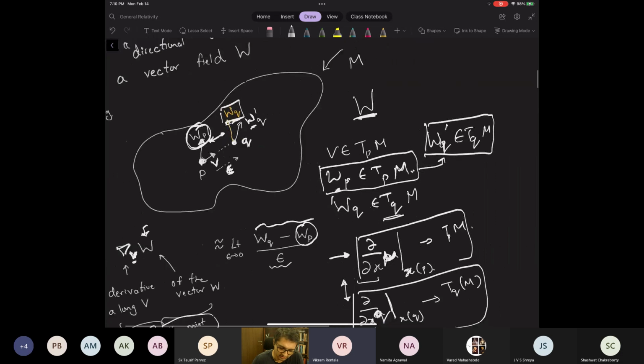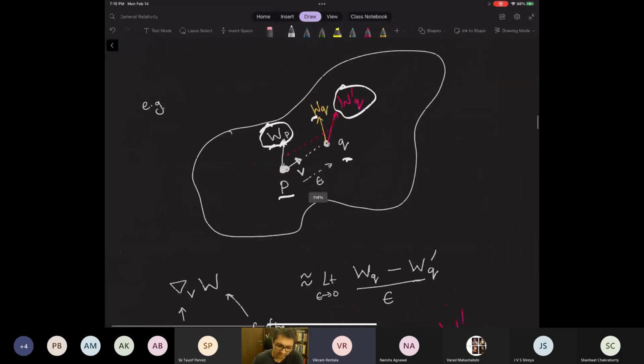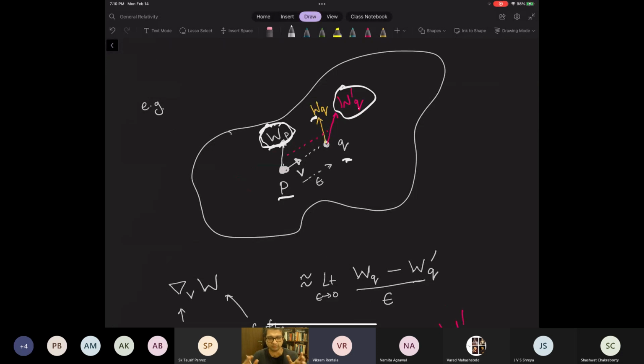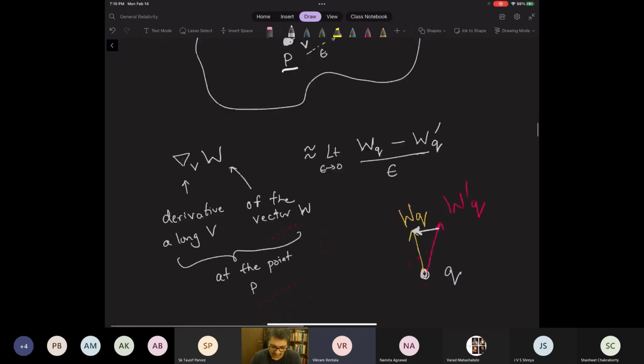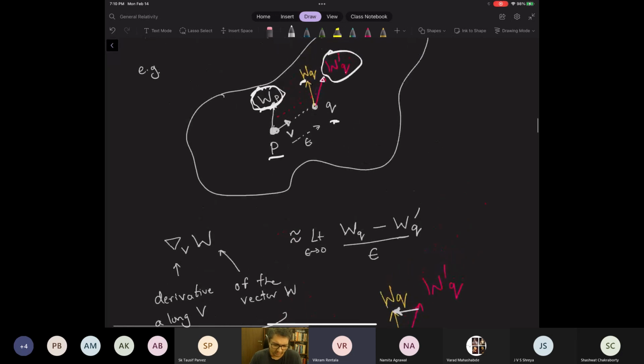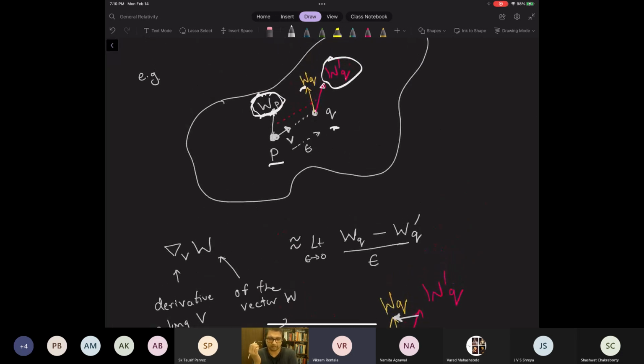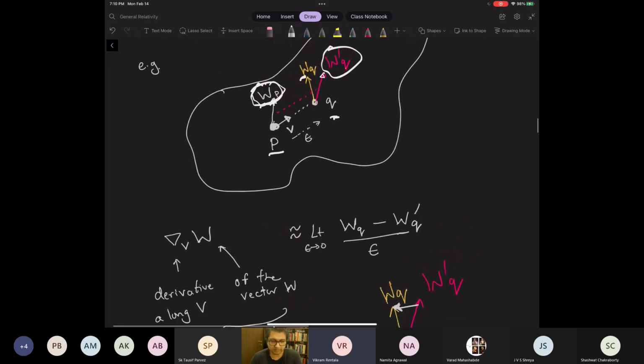Okay, so this W prime Q is WP parallelly transported, but we have to define a notion of what we mean by parallel transport when we move it to the point W prime Q. Okay. So now, then it makes sense.